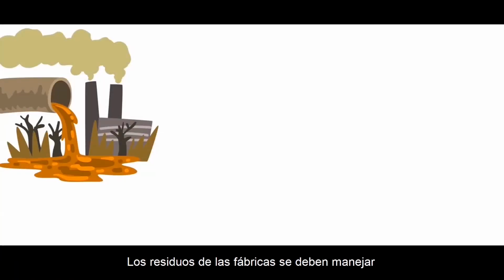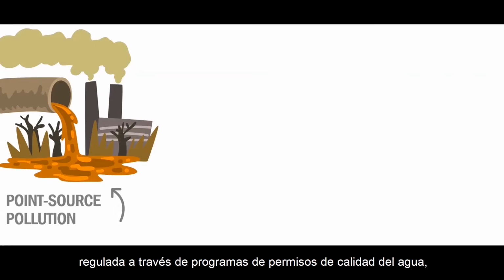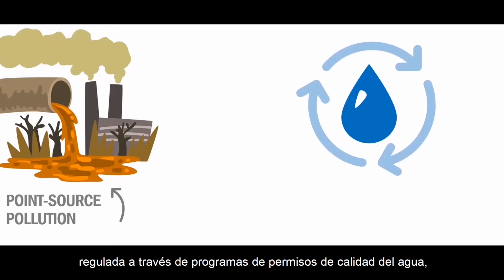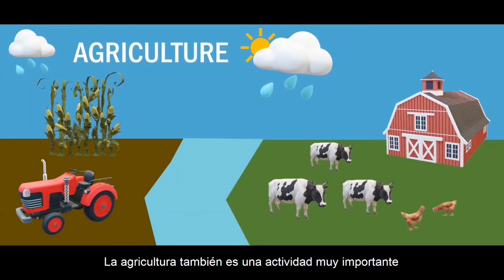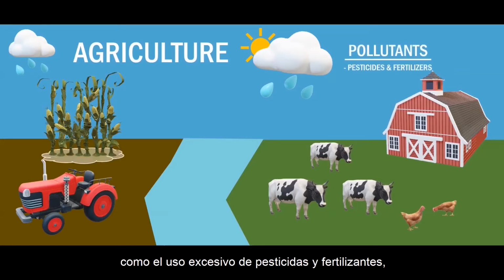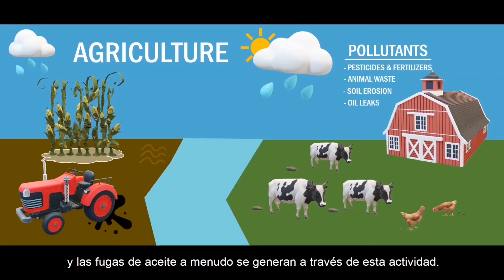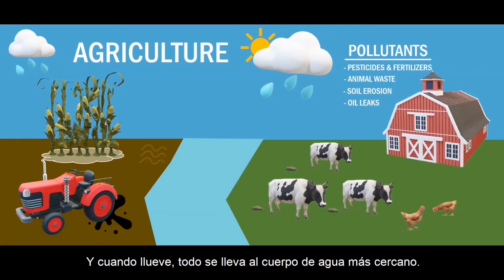Waste from factories is supposed to be managed as point source pollution, regulated through water quality permit programs. Agriculture is also a really important activity because that's where all of our food comes from. Unfortunately, a lot of pollutants, such as the overuse of pesticides and fertilizers, animal waste, soil erosion, and oil leaks are often generated through this activity, and when it rains, it all washes away to the nearest body of water.